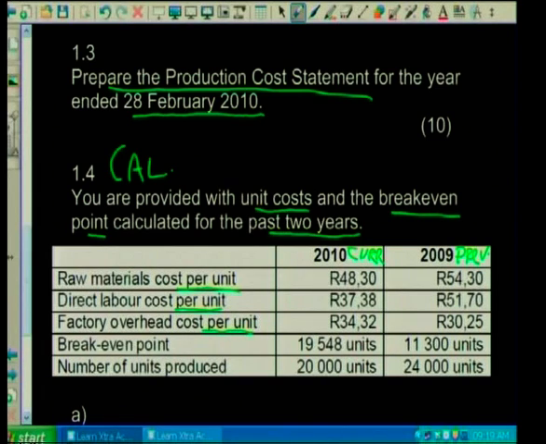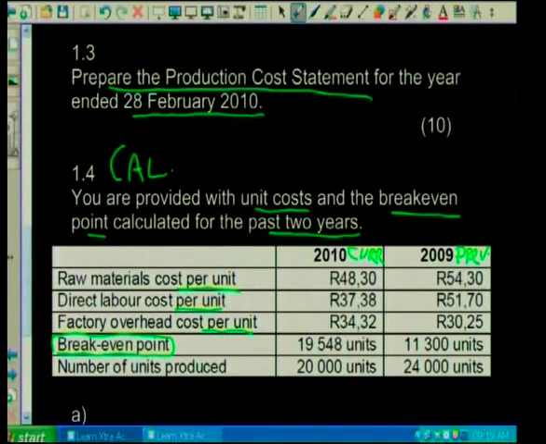Then the break-even point. Guys, we're going to get to this a bit later, where we're going to discuss it in much detail. And then the number of units produced. In other words, the number of pairs of shoes that this business has produced. For 2010, they've produced 20,000 units, and 2009, 24,000 units. So if we compare the units, there's been a decrease or a drop in production.